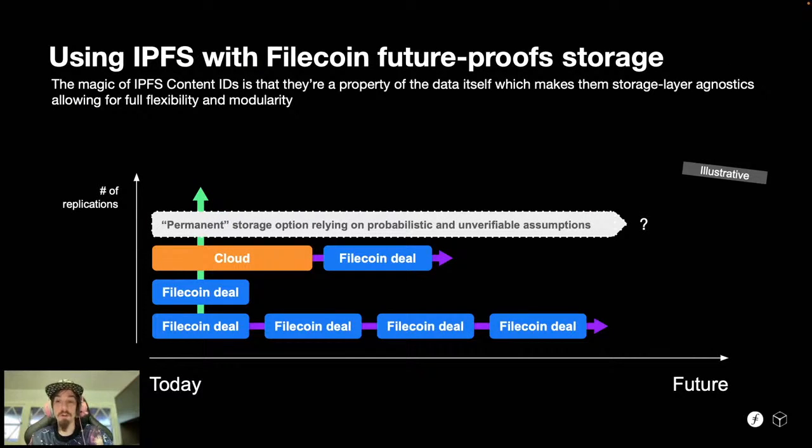IPFS is storage layer agnostic, and that's because the magic of IPFS content IDs is that they're a property of the data itself, which makes them storage layer agnostic, allowing for full flexibility and modularity. The fact that it's storage layer agnostic means that you can combine it with the storage layer of your choice. That could be Filecoin, which we think is a great option, but you may also store your data with a centralized cloud storage provider or other decentralized or distributed storage solutions.